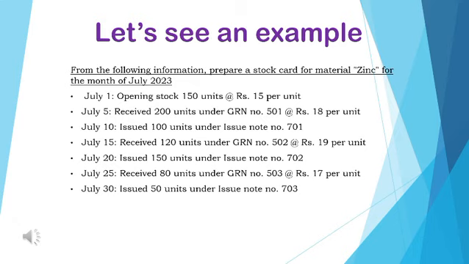25th of July, received 80 units under GRN number 503, 70 rupees per unit. 30th of July, issued 50 units under issue note number 703.